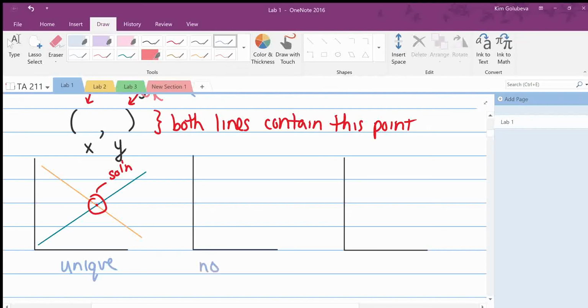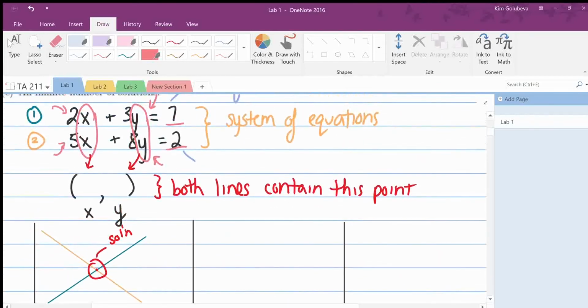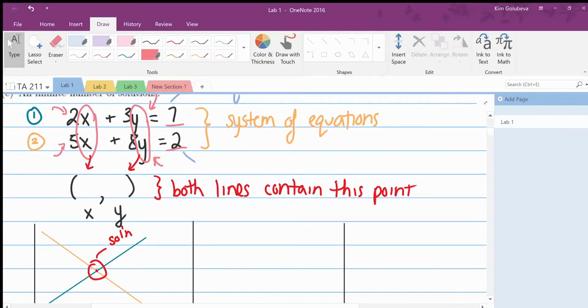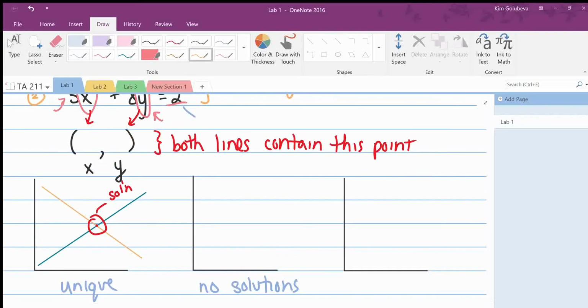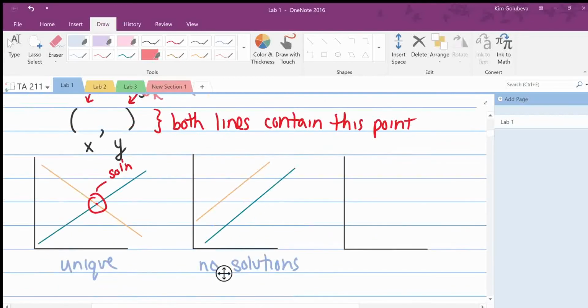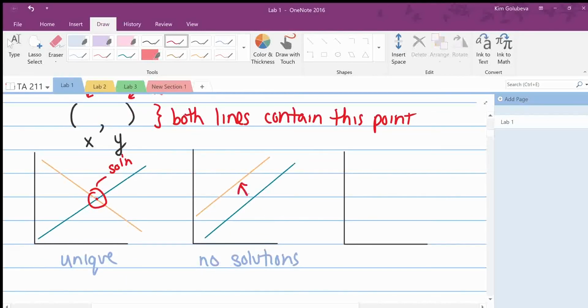Now, going forward with that thinking, if we have no solutions, then that means that there's no x value and no y value that you can plug into both equations and get the correct answer. So there's no point that these two lines share in common. You can already imagine that it's going to look like two lines that don't intersect, so two parallel lines. There's no intersection points, there's no solutions to the system. Okay, so two parallel lines.